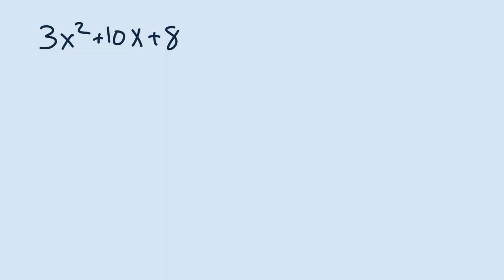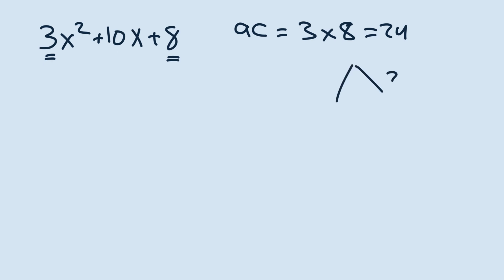Now it's your turn. Try to solve this question using the AC method. We have 3x squared plus 10x plus 8. The first thing we have to do is to multiply a with c. A is 3, c is 8. So 3 times 8 equals 24. Next, I have to find two numbers that multiply to give 24 and add up to positive 10. So 24, positive 10. We have 6 and 4. 6 times 4 is 24, and 6 plus 4 is 10.